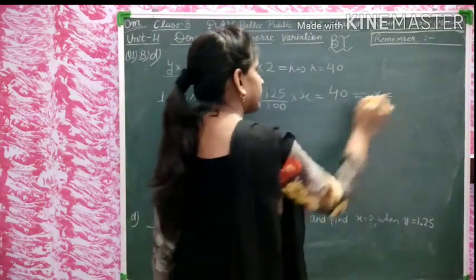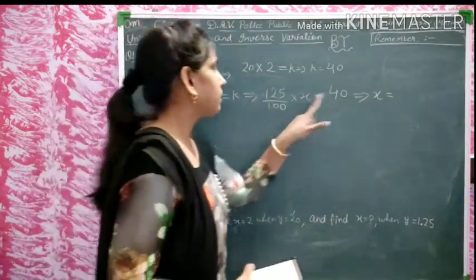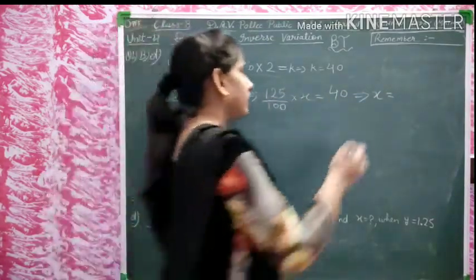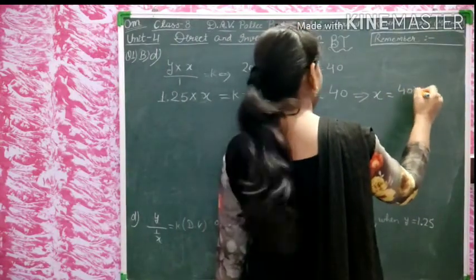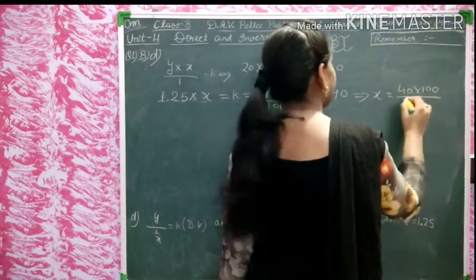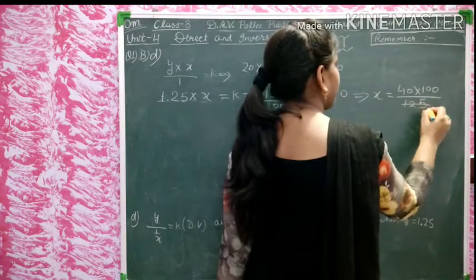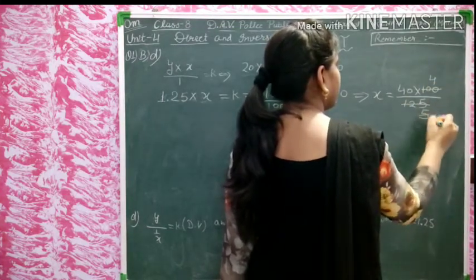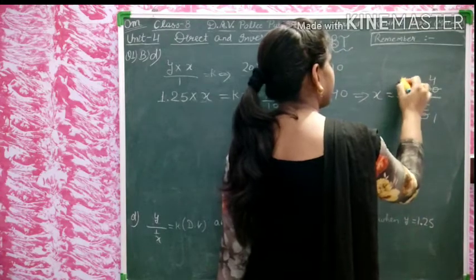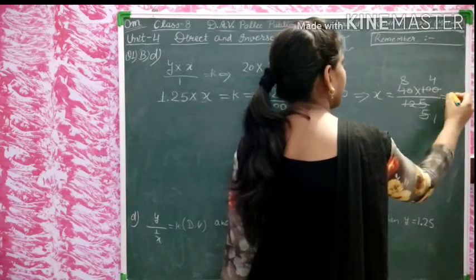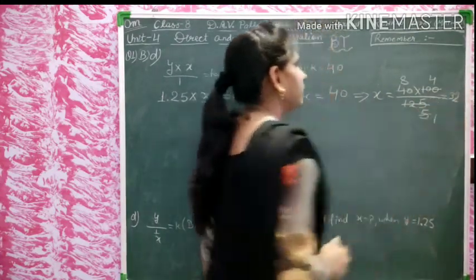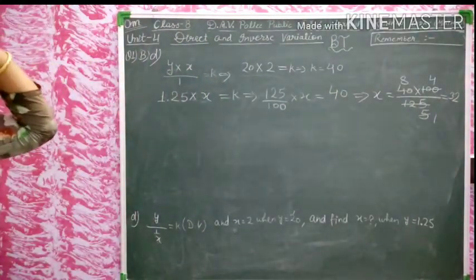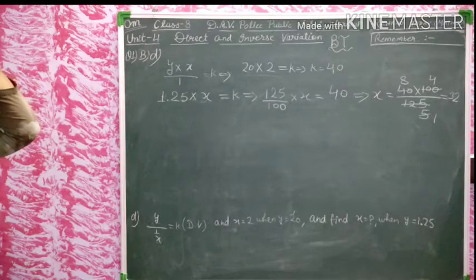So x is equals to, we will multiply this value to this, and this is dividing here because this is multiplying here, and 40 into 100 we will get 125. 25 5s are 125, 25 4s are 400, 100 5 1s are 5, 5 8s are 40, and 8 4s are 32. This is the answer. What is the value of x here? That is x is equals to 32.